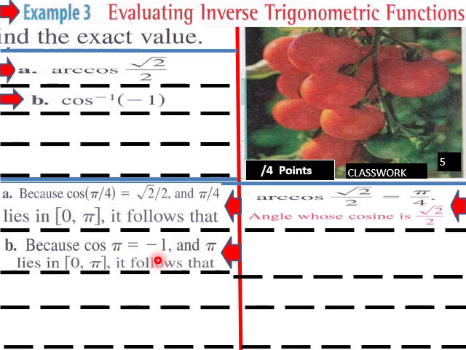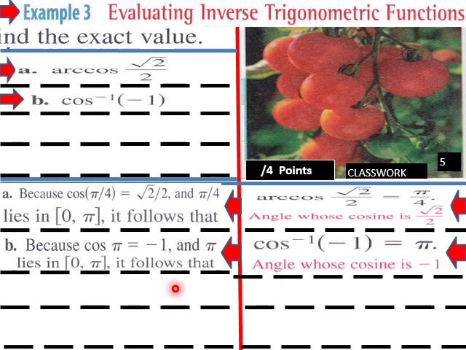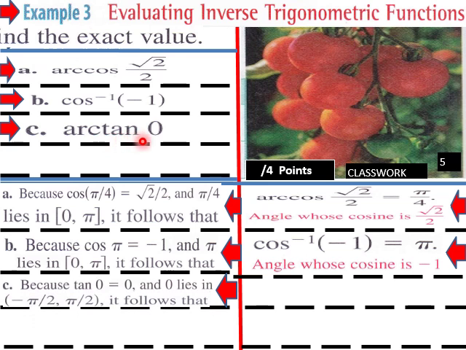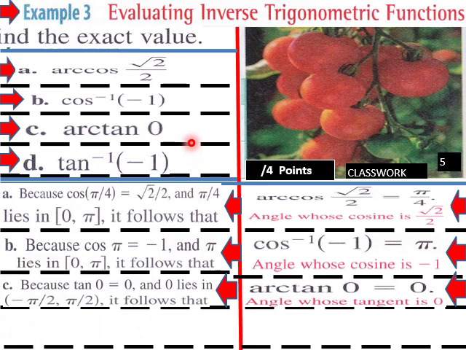Because cosine of pi equals negative 1, and pi lies in the interval 0 to pi, it follows that cosine to the negative 1 of negative 1 equals pi. So the angle whose cosine is negative 1 would be pi here. And then C, arctan 0. Because tan 0 equals 0, and 0 lies in this interval here, negative pi over 2 to pi over 2, it follows that arctan 0 equals 0. The angle whose tangent is 0 would just be 0.